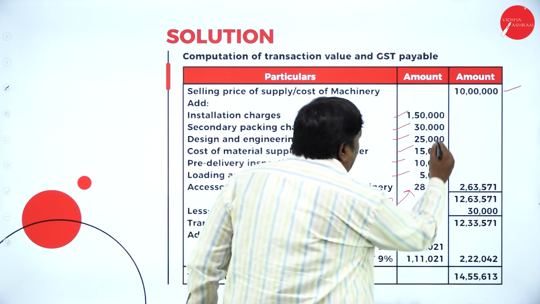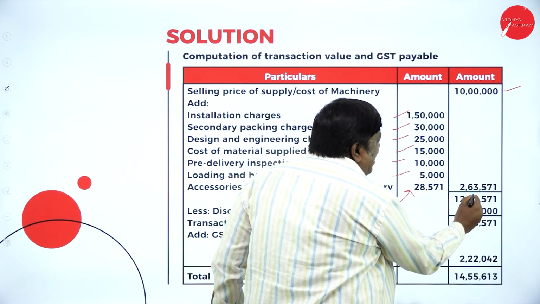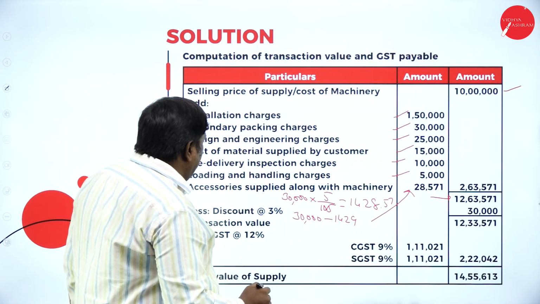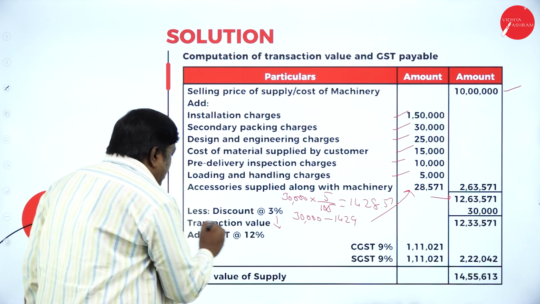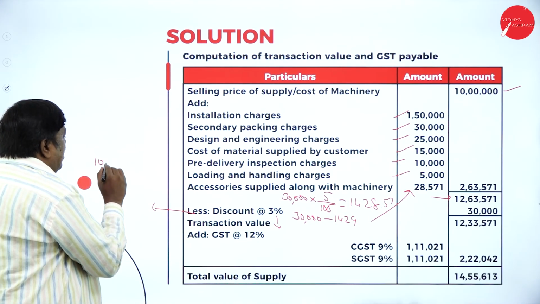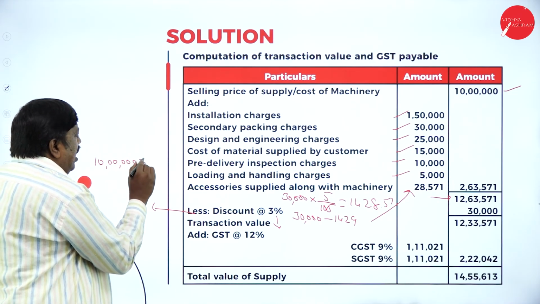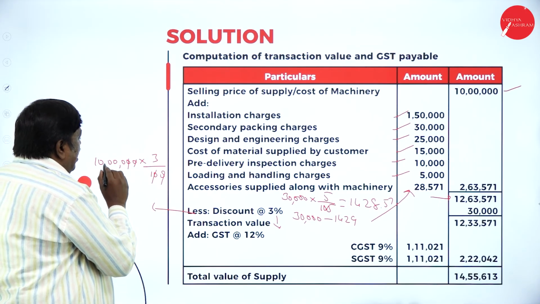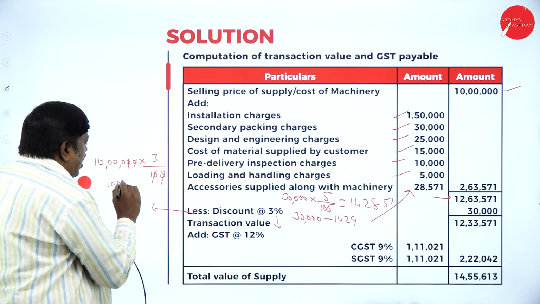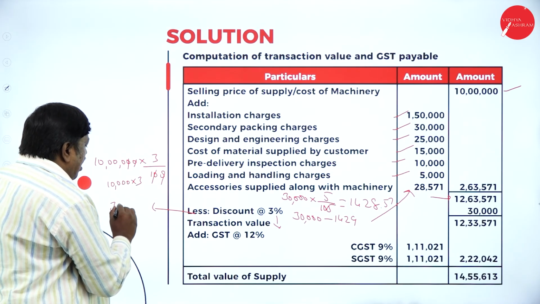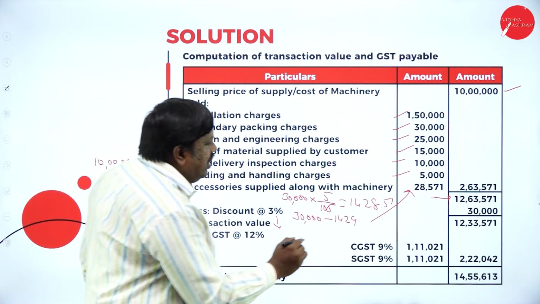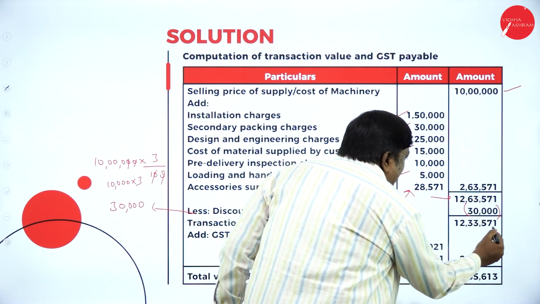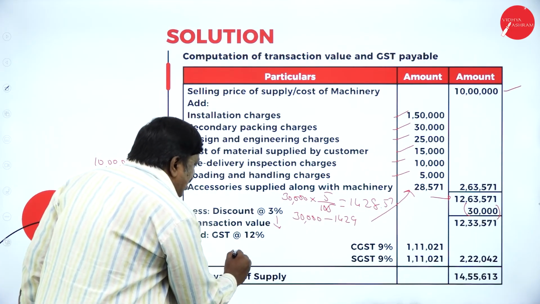So now if we add all the information, it will be 2,63,571. The total amount will be 12,63,571. The 3% discount, that is 10 lakhs into 3 by 100. The zeros get cancelled. 10,000 into 3. So it will be 30,000. So 30,000 is the discount that has to be deducted. So 12,33,571.